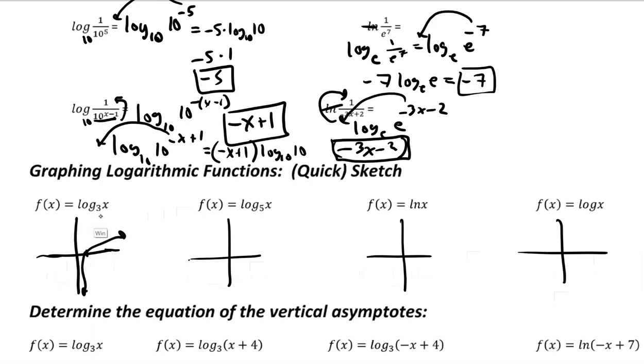And regardless of whether your base is 3, or your base is 5, or your base is e, or your base is 10, they all basically look the same. Just like all the exponential growth equations basically look the same. These all have an exponent of 1. They all have a domain of 0 to infinity. The only thing that really changes is how quickly they hug up to this axis and how quickly they rise over here. But generally speaking, they all look the same.